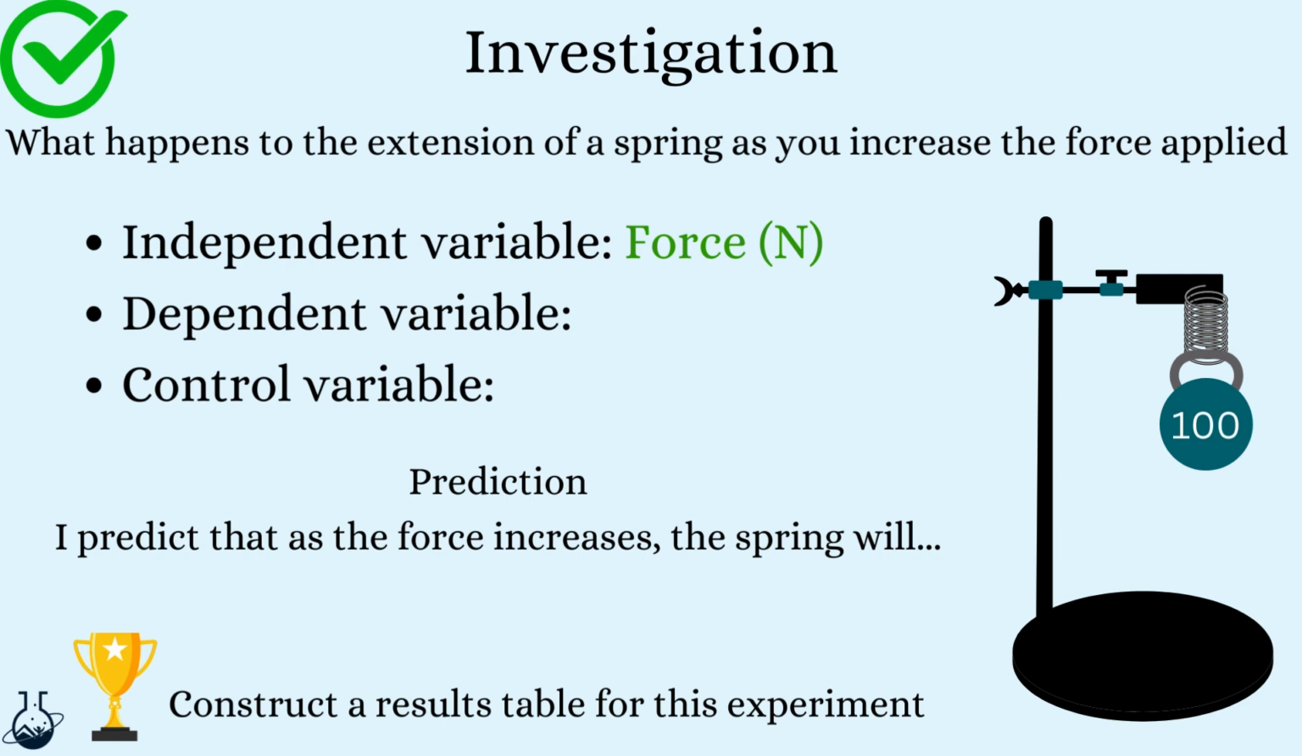Firstly, our independent variable, the thing that we are changing, will be the force. Although we're adding masses, this is just a step to help convert it into force. Our dependent variable is the extension of the spring. Although we are directly measuring the length of the spring, the aim is to use this to calculate the extension. So really, this is our true dependent variable.